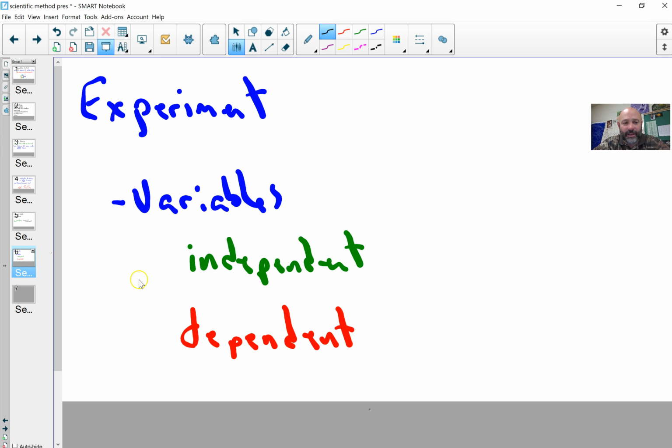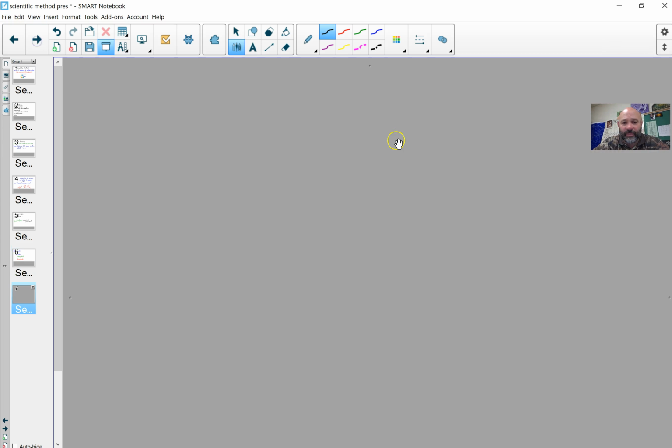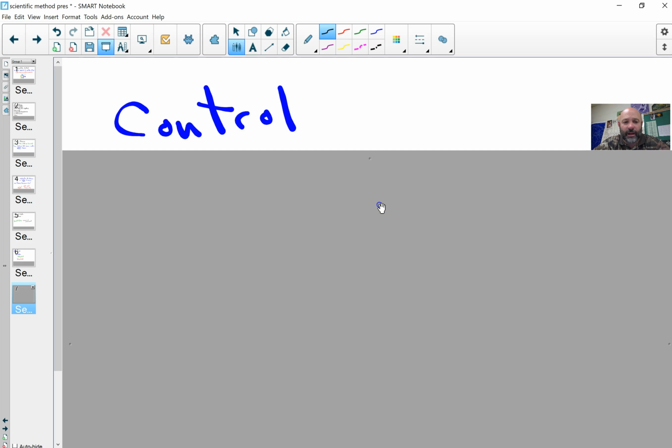Those are important things that we look into in the graphing aspect. Again, we'll spend a little more time with that as we go along. Finally, we have the control. The control is our comparison. What are we comparing? If we're making a change, how does that affect the experiment? The control is if we don't make any changes.